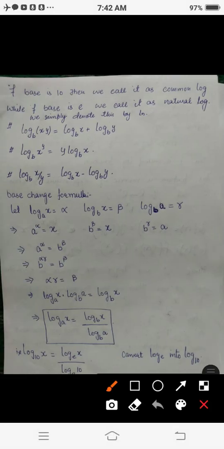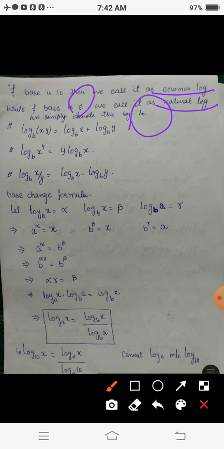You know that if the base is 10 in the exponential function, it is called the common exponential function. Similarly in this, if the base b is 10, it is called the common log, while if the base is e, it is called the natural log, and this natural log is simply denoted by ln, where e is a number whose value lies between 2 and 3.